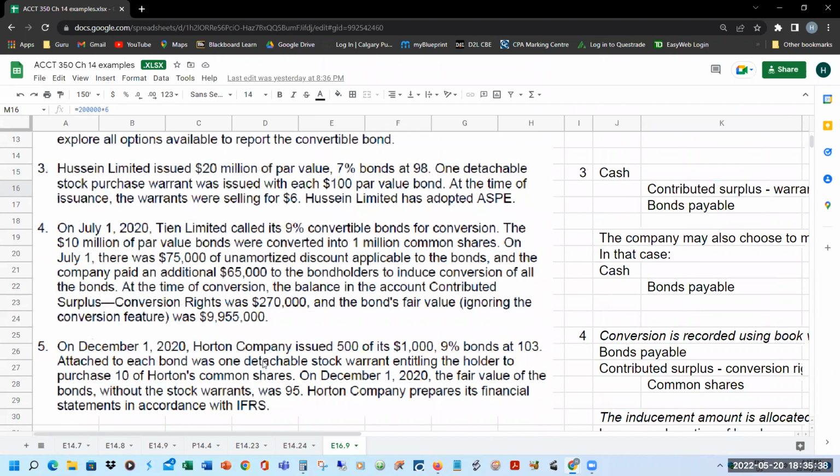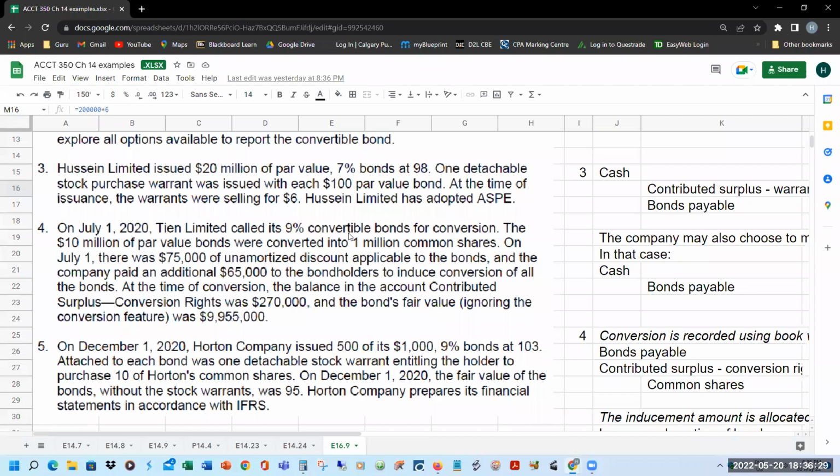All right, number four. On July 1st, 2020, Tian Limited called its 9% convertible bonds for a conversion. So in this case, the company had the ability to convert the bonds into common shares, and the company exercised it on July 1st, 2020. The 10 million of par value bonds were converted into 1 million common shares. So $10 million was the liability face value of the bonds. The company called them in for conversion, and basically those bonds got replaced with 1 million common shares.